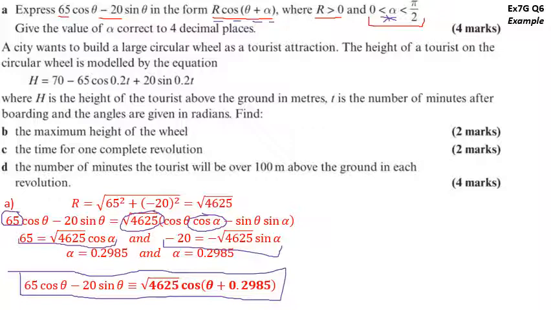Now, I want to point out something about H at this point. The city is building a large circular wheel as a tourist attraction. This is where the modelling comes in. The height of a tourist on the circular wheel is modelled by a particular equation. H is the height of the tourist above the ground in meters, and T is the number of minutes after boarding, all angles given in radians.